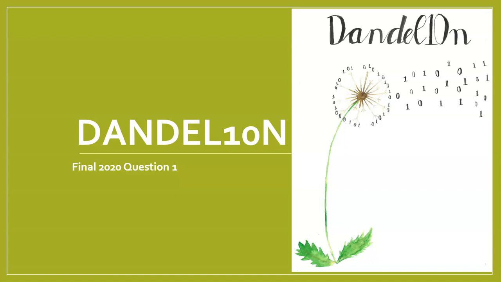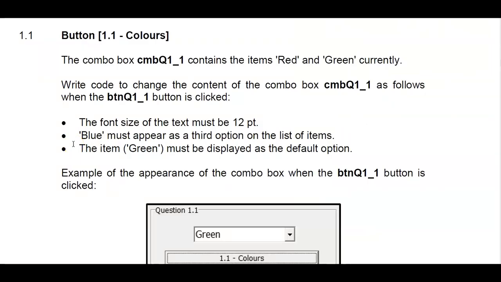We're going to have a look at question 1 of the final of 2020, and at the end of the year all grade 10s should be able to do this, but grade 11s and 12s you should be able to use this paper to practice with. First of all, papers will indicate where you need to code in the heading above the question or at the question number. So we should be coding in button 1.1 called colors.